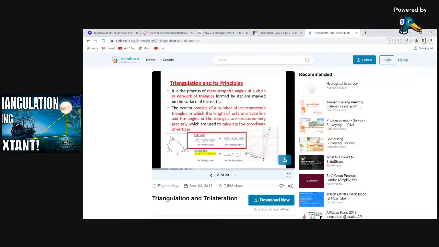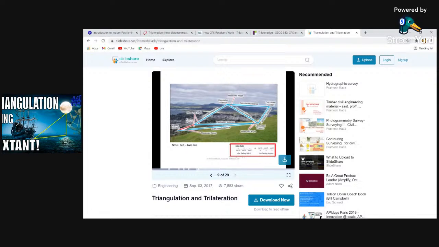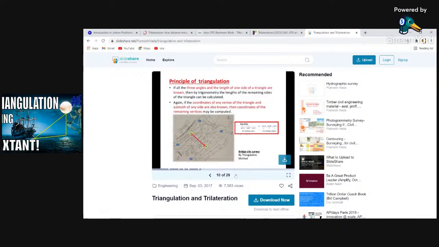So triangulation, in its principles, is the process of measuring angles. That sounds a bit more like the sextant, doesn't it? It's the process of measuring angles of a chain or network of triangles formed by stations marked on the surface of Earth. That's what triangulation is. If all three angles and the length of one side of a triangle are known, then by trigonometry, the lengths of the remaining sides of the triangle can be calculated.